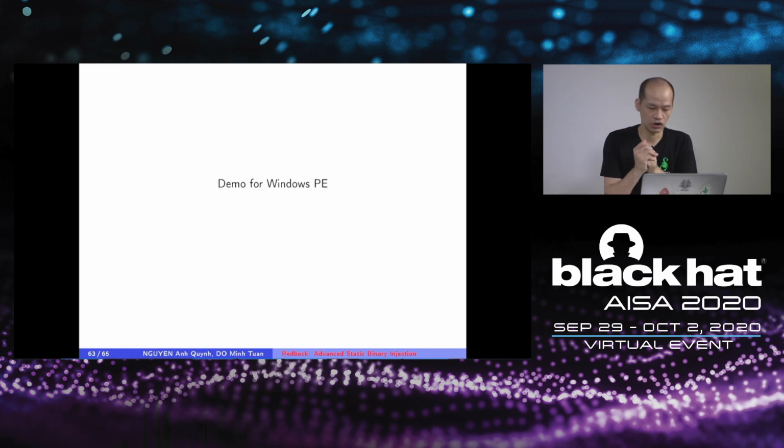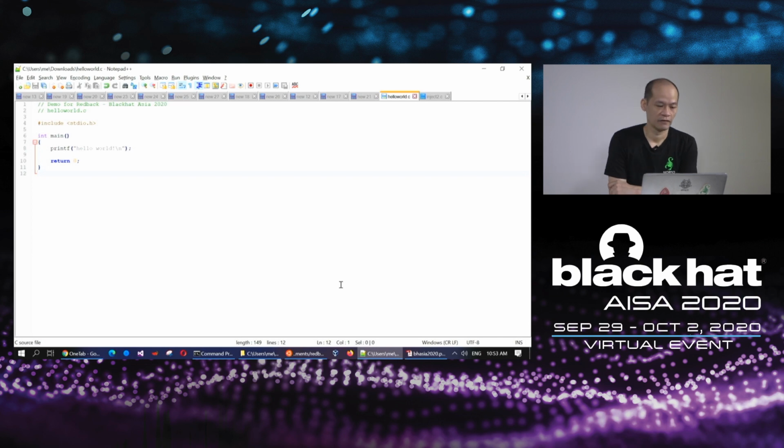So we have a very short demo for Redback, so you can see how Redback can inject DLL files into the exe files. In this demo, we have a very simple program named Hello World, and it does nothing but print Hello World to the console. And we have another source code for a DLL file, which is also very simple. It does nothing but print injected to the monitor, and it exits. So we want to inject this DLL into the hello world file.